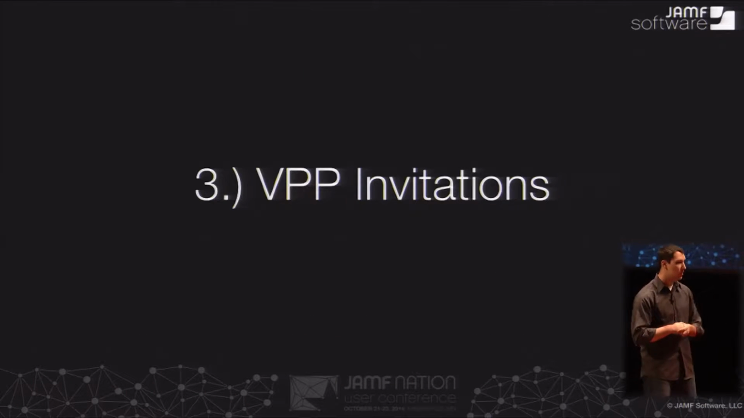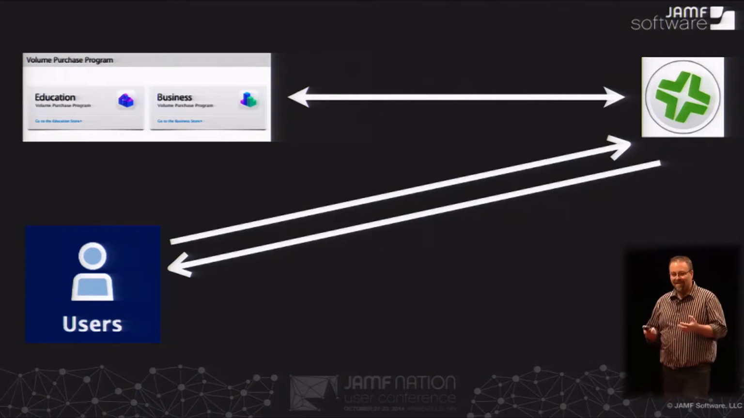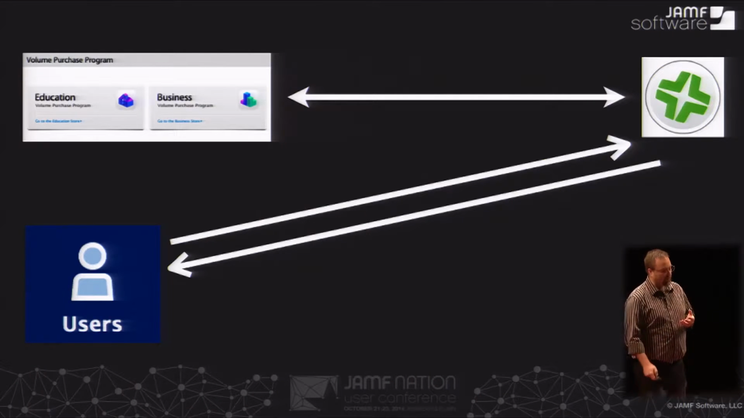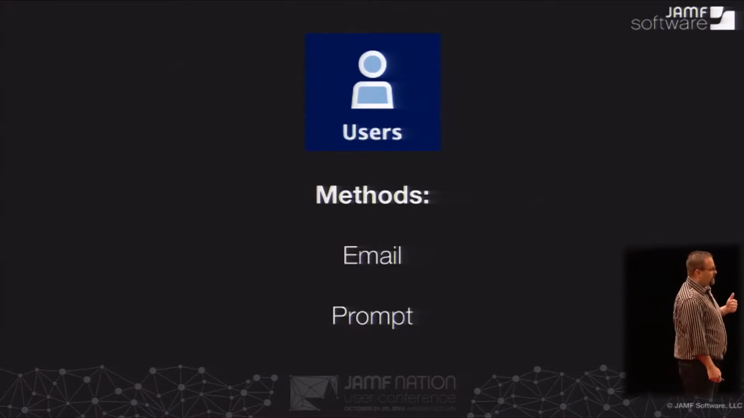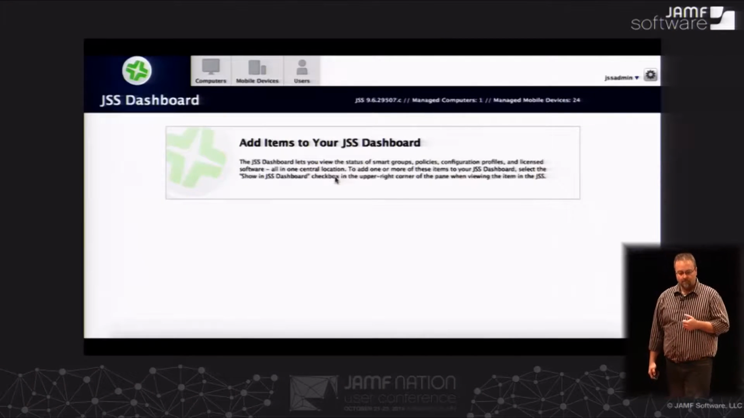The next step here is VPP Invitations. So we've got to invite the user to the JSS, so getting that library card. How are we going to do that? We've got the methods of email or prompt. Let's take a look at emailing.